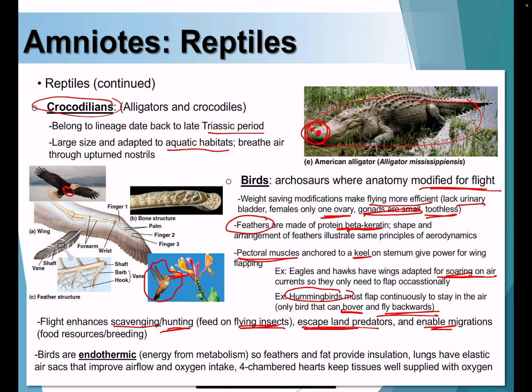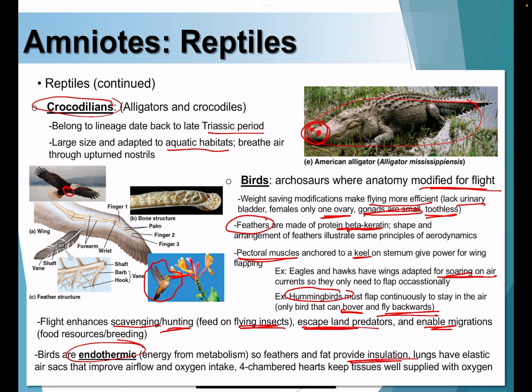Birds, compared to reptiles, remember I mentioned this, are endothermic, meaning that they can produce energy from metabolism itself. In addition to that, feathers and fat on the bird also provide insulation of some sort. Lungs are also a little bit more interesting because now we have flying animals, which means they're constantly needing oxygen for making more ATP in order to flap their wings.